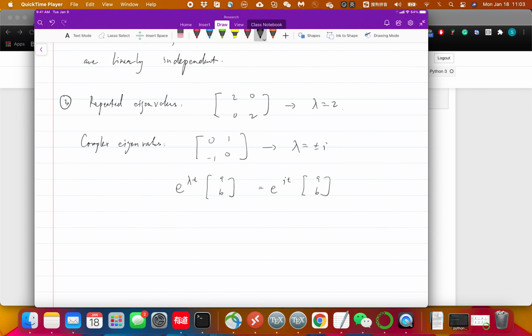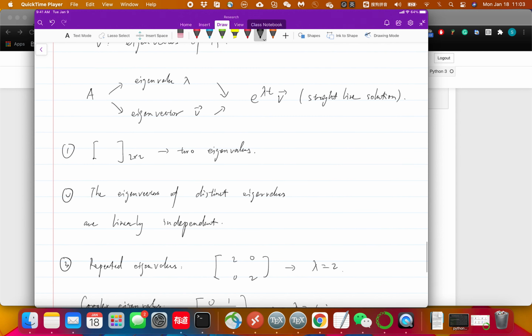But for straight line solution, we need to add some restrictions. We need to have two distinct real eigenvalues. For the other cases, we need to handle it later. And for the other cases, you will not have two straight line solutions. So this only works for two distinct real lambda. Therefore, you have two linearly independent eigenvectors. And therefore, you have two straight line solutions. And it's done.